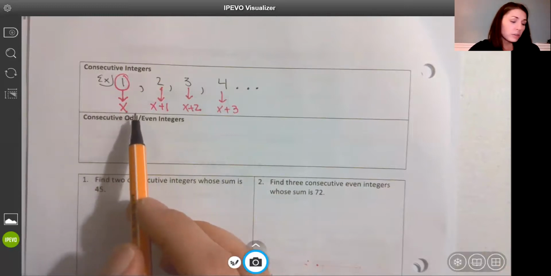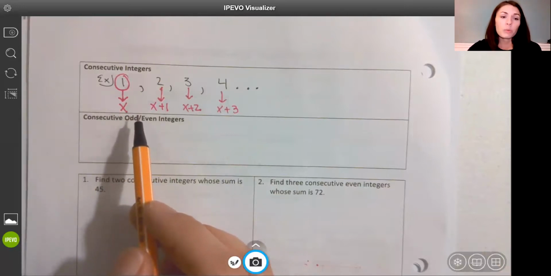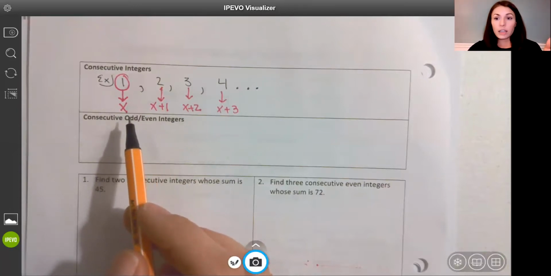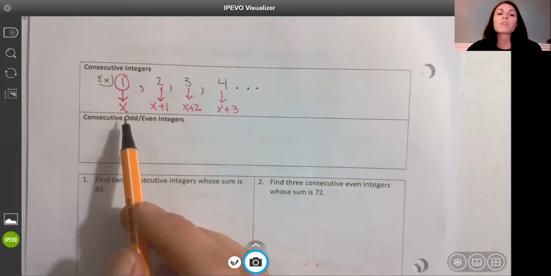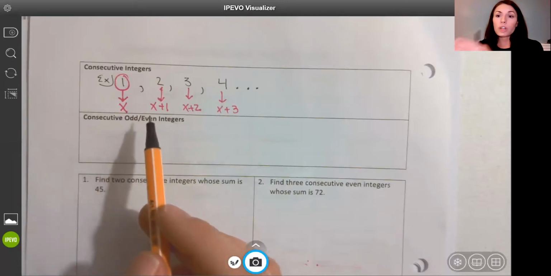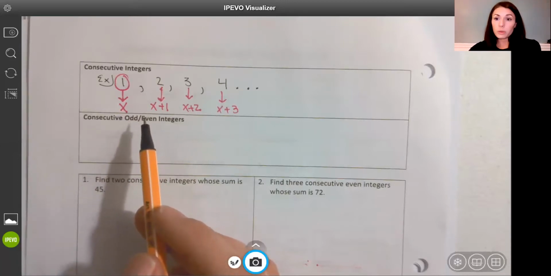And so that's one of our problem solving tips: when you're faced with a problem that's not like the first page, where it's telling you where the variable lives, assign your variable to something and then build your other unknowns off that variable, off that original value.